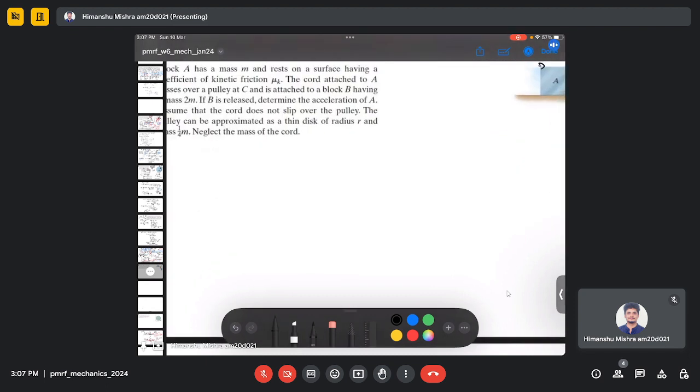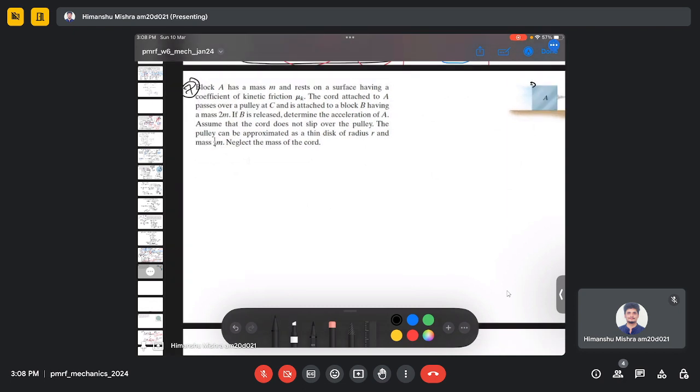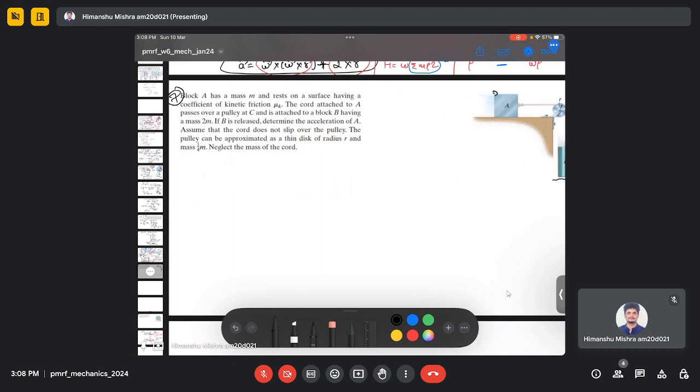Then we will move to a new topic, which is based on the conservation of momentum as well as impulse, force, and so on. So let's start with the seventh question.